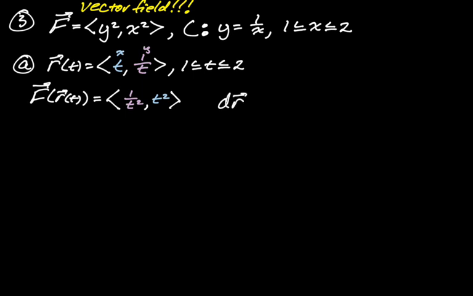So dr is going to be r prime of t dt. So make sure, sometimes what I screw up on these is I will accidentally think that I'm finding r prime, but really what I'm finding is the derivative of f of r of t. Don't do that. Go back to r of t and find the derivative of that. So r prime of t is going to be 1 comma negative 1 over t squared, and then dt, because that's just a part of it.